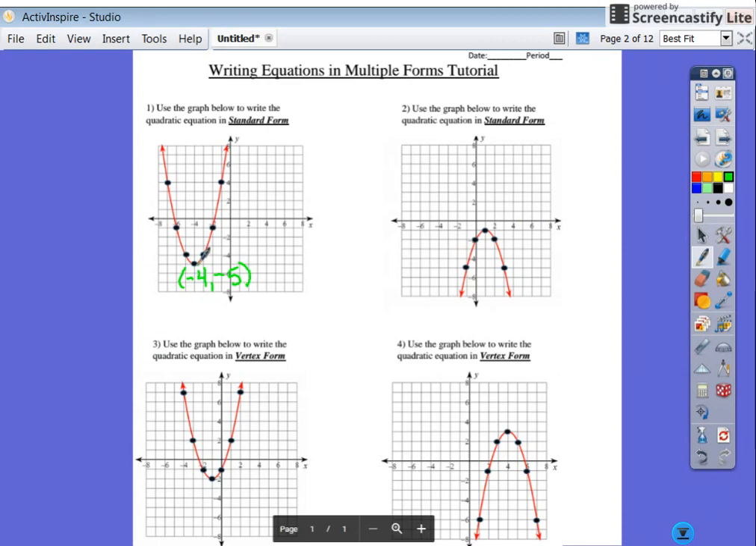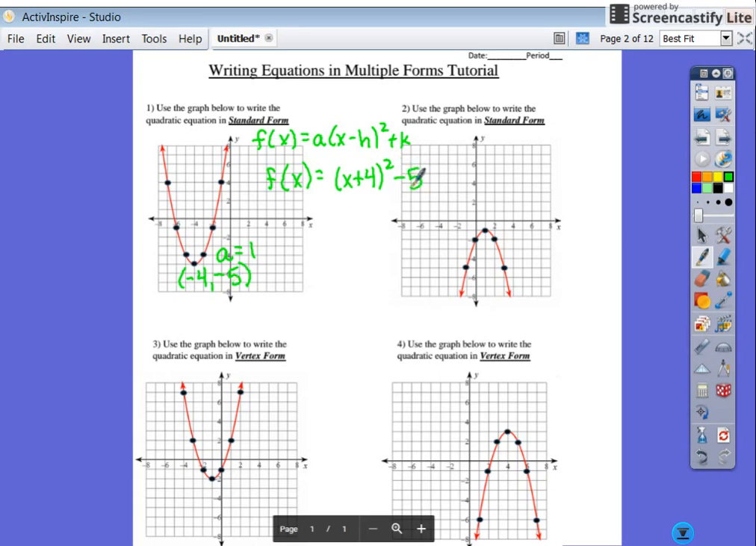And then from the vertex, I notice I go right one, up one to get to my next point. Therefore, A is going to be equal to 1. Now looking at the vertex form, A is 1, so I don't really need to write it. H is -4. So when I plug in a -4 here, I'm going to get a positive sign. And then K is -5.